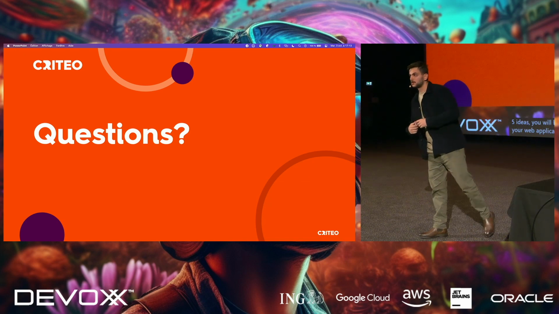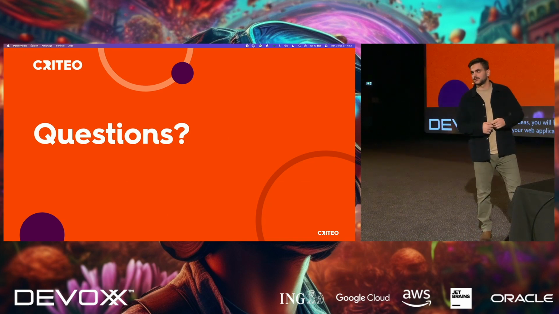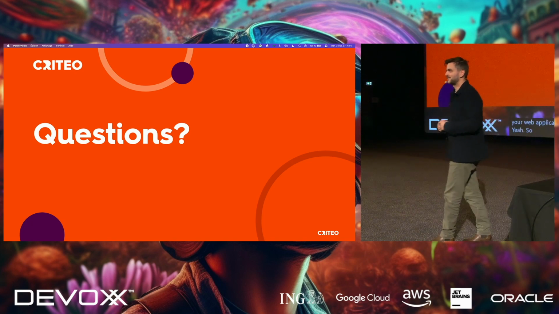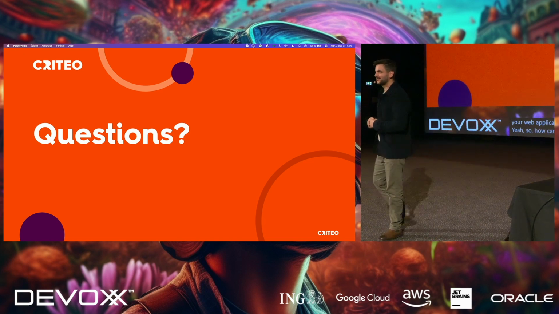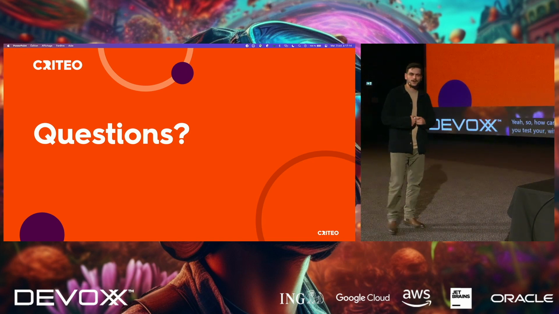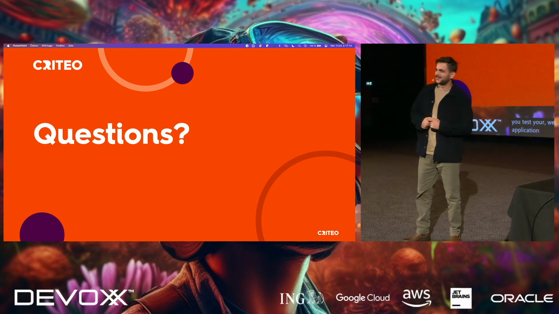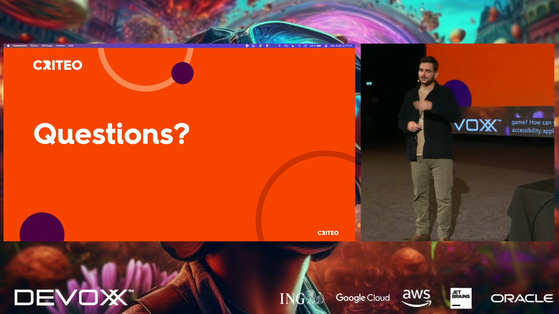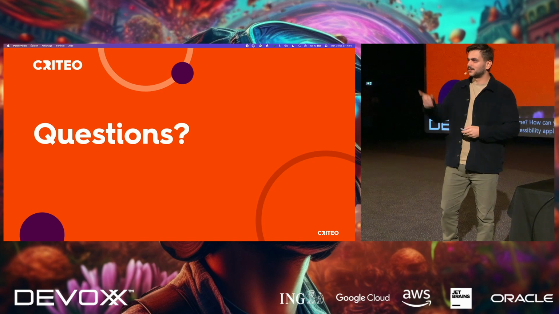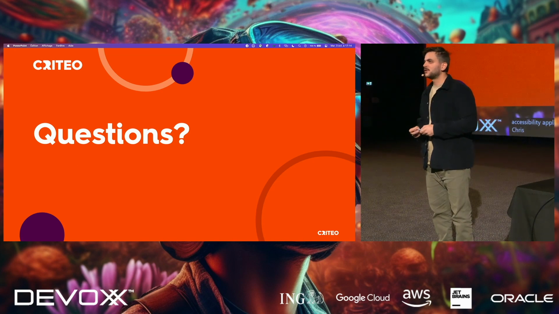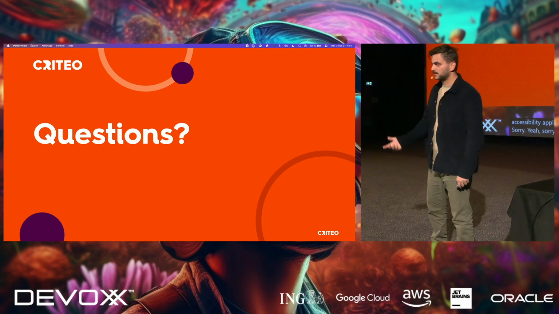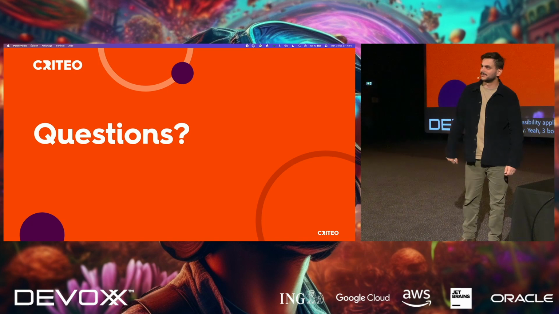Another question? Okay, so how can you test your web application, your web accessibility now? We will still do the game. Who wants to answer? Yeah, manually. Okay. Cypress. Yeah, Storybook. Yeah, and Cypress. Perfect. Okay. So thank you.